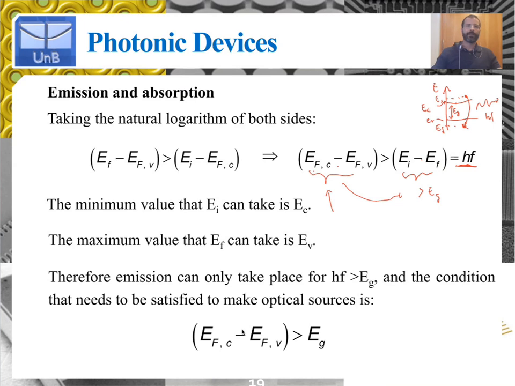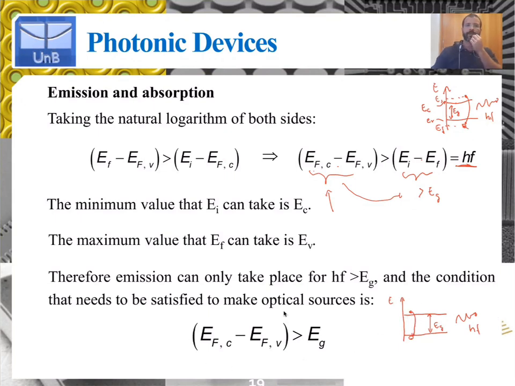So let's try to summarize here. Of course, in order to have emission, you need an electron which is up here to transition down into an empty state. So the energy of the emitted photon will never be less than the gap energy right here. This has to make sense.